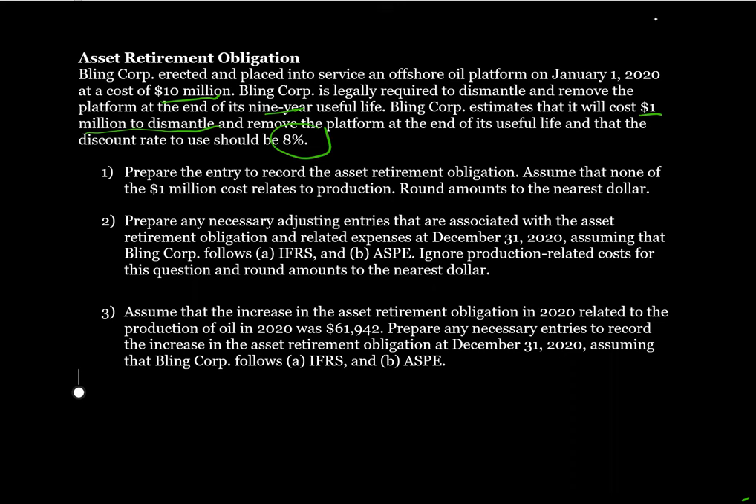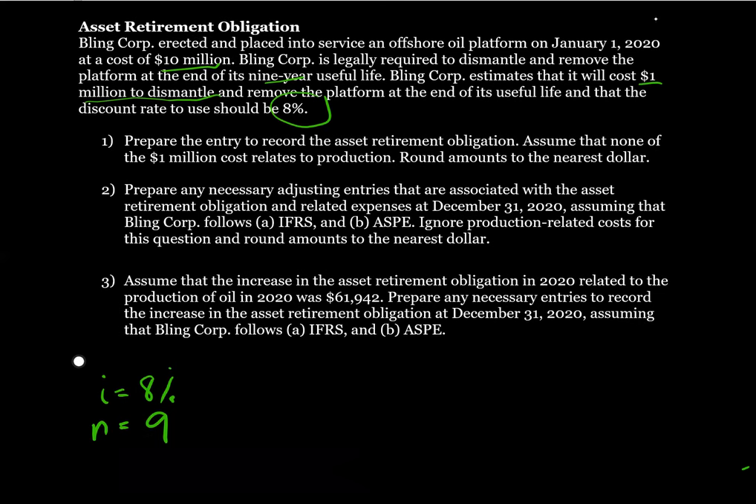So what do we know? We know that the interest rate is 8%. We know that the number of periods is 9 years, the useful life. We know that on all asset retirement obligations, the payment is always zero. And we know that the future value of these cash flows is going to be negative $1 million. So we know we have to pay $1 million in the future to dismantle this.